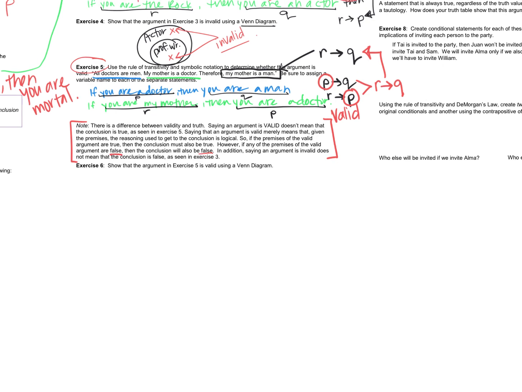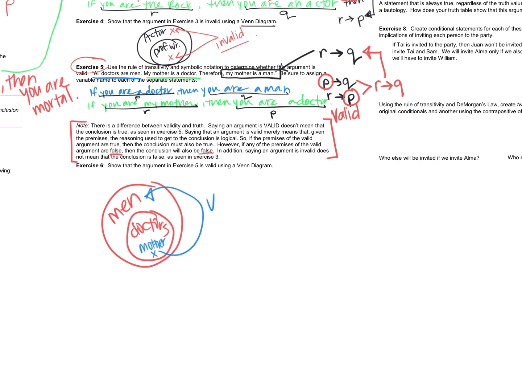We could do that Venn diagram again for the situation. So all doctors are men. That means if we're thinking about men, we are sticking all doctors into that. And then we're saying that my mother is a doctor. That means that she would have to live inside here, and that forces her to be a man because that is inside that men's circle. So we can see through that Venn diagram that that is also valid.